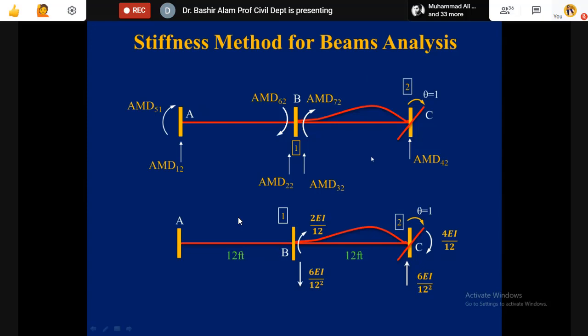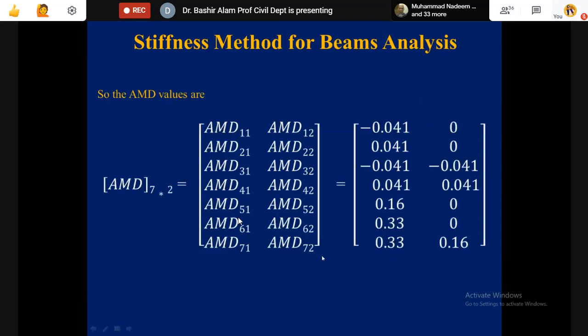Similarly, to complete the second column, we need to provide a unit rotation corresponding to D2, find out all these member actions and record them. Here AMD12 is 0, AMD22 is 0, AMD32 is minus 6EI over L square, AMD42 is 6EI over L square. Here AMD52 is 0, AMD62 is 0, and AMD72 is 2EI over L. So this way we complete this one.